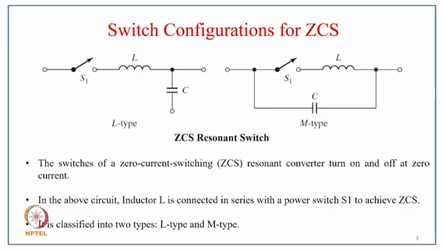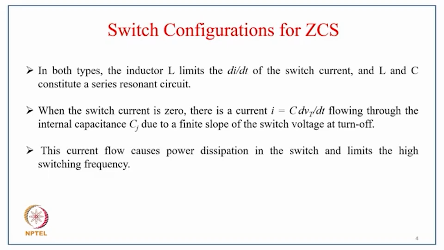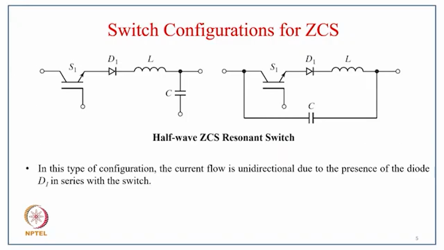current switching switch. So in both types, the inductor limits the di/dt of the switch current, and L and C constitute a series resonant circuit. And when the switch current is zero, there is a current I equal to C dV/dt flowing through the internal capacitance Cj due to the finite slope of the switch voltage at turn off, and the current flowing through causes power dissipation in the switch and limits the high switching frequency.